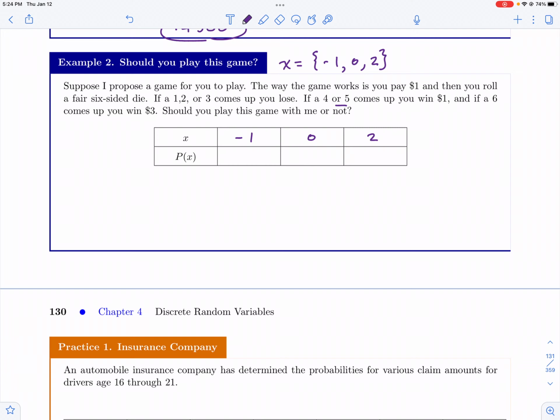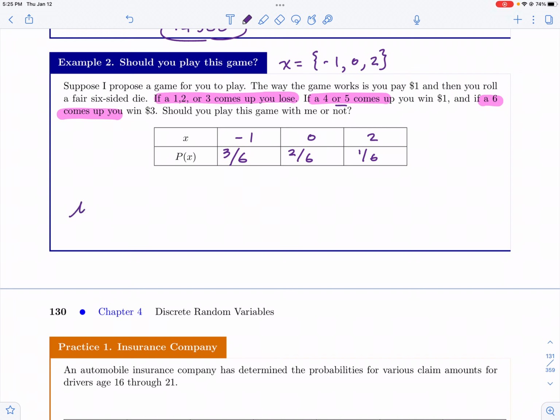Now this is where the die rolls come in, in terms of our probability. Since we're rolling a 6-sided die, if we roll a 1, 2, or a 3, then we've got 3 chances of one of those numbers occurring out of 6. If a 4 or a 5 comes up, there's 2 ways that could occur out of 6. And finally, if a 6 comes up, there's only one way a 6 can come up, so we're going to get 1/6.